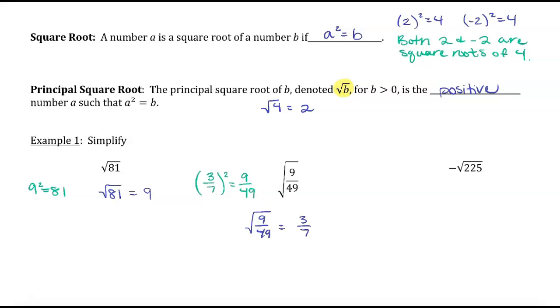Finally, let's look at negative square root of 225. 15 squared is equal to 225. So that means the square root of 225 is equal to positive 15. And the opposite of the square root of 225 is the opposite of 15, or negative 15.